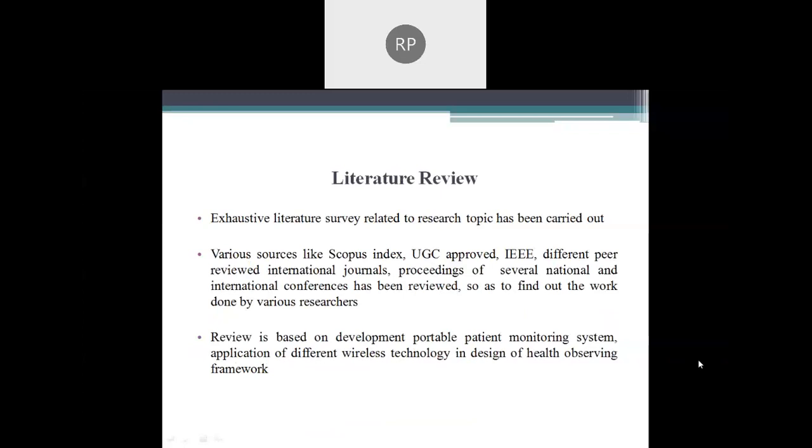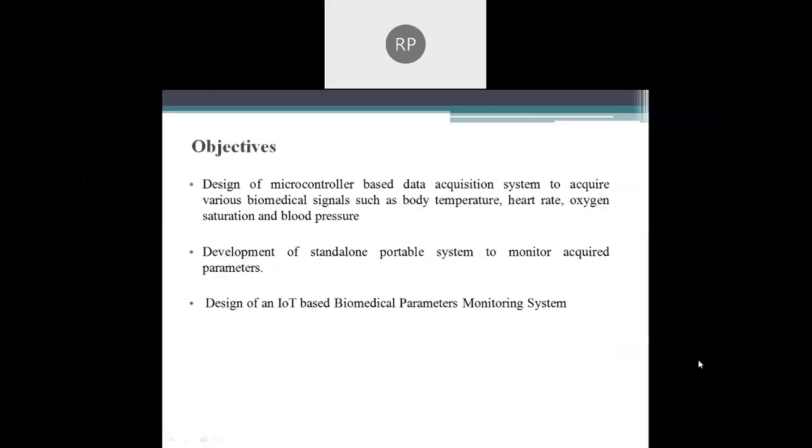Next, literature review. An exhaustive literature survey related to the research topic has been carried out. Various sources like Scopus Index, UGC approved, IEEE, different peer-reviewed international journals, and proceedings of several national and international conferences have been reviewed so as to find out the work done by various researchers. The review is mainly based on development of portable patient monitoring systems and application of different wireless technologies in the design of health observing frameworks.